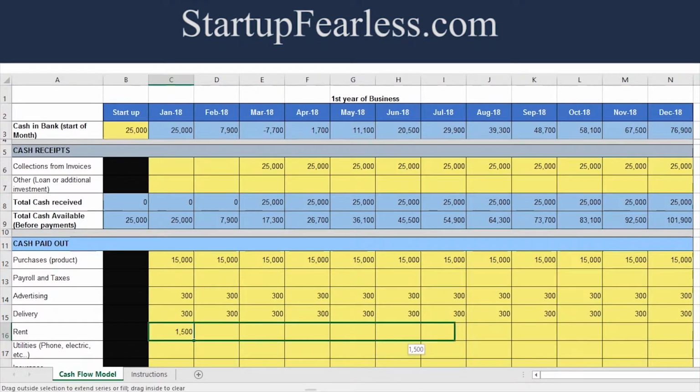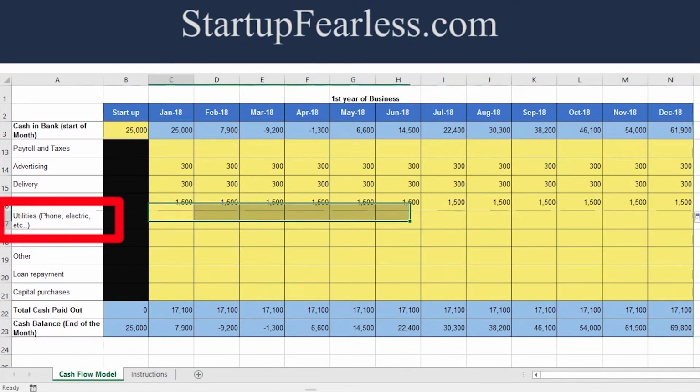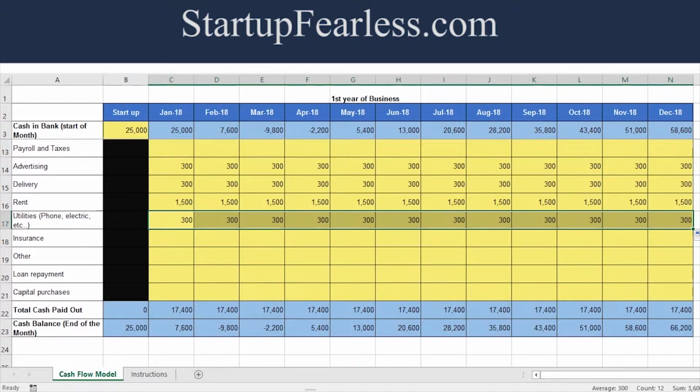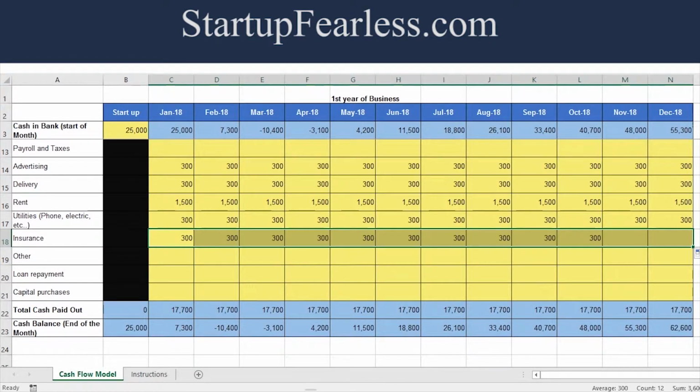All these are the same recurring costs. Utilities, phone, electric, we'll say $300 per month. Insurance, we'll enter $300 per month. And then in the last couple rows, we have other. You could use this bucket for anything that's not captured above. We're going to leave this open for now.